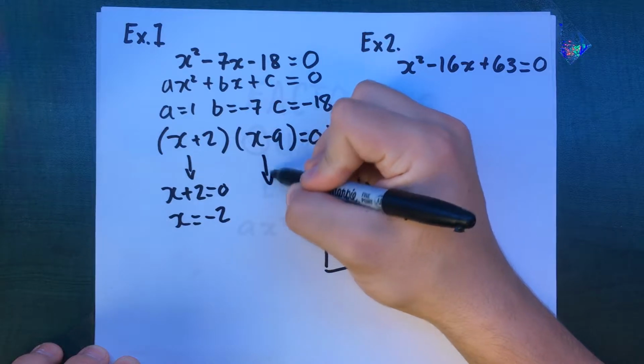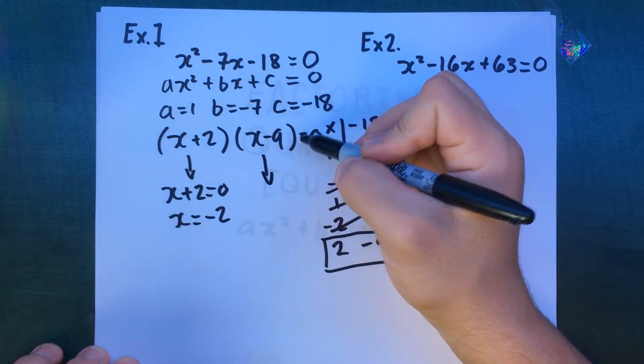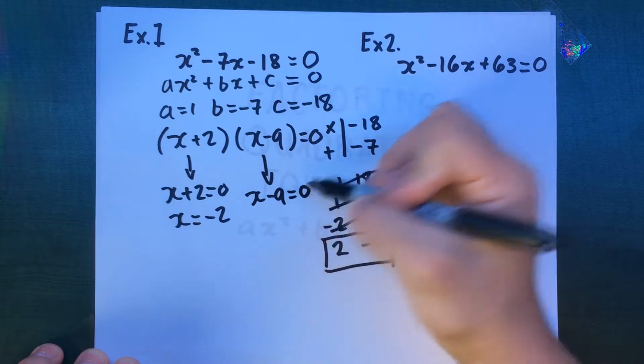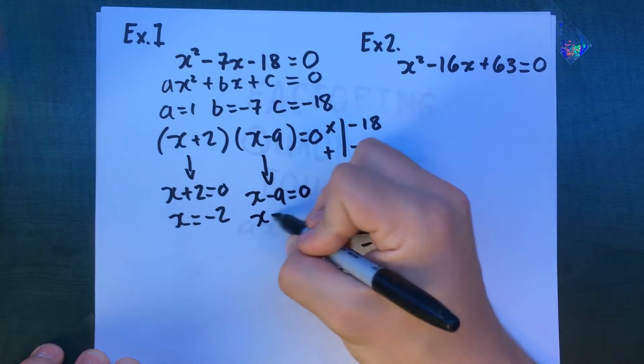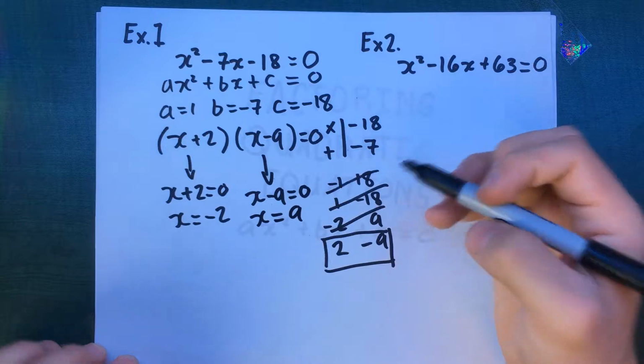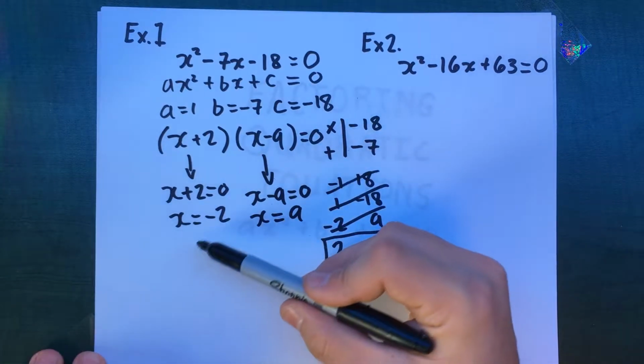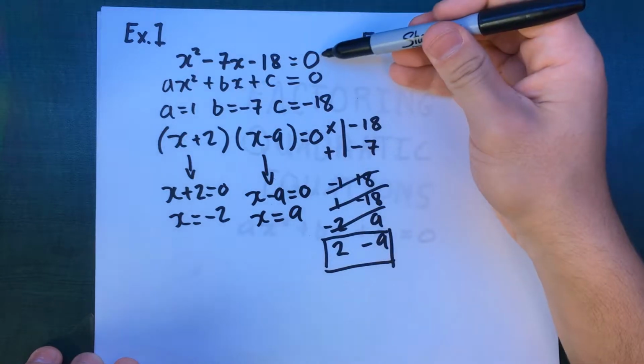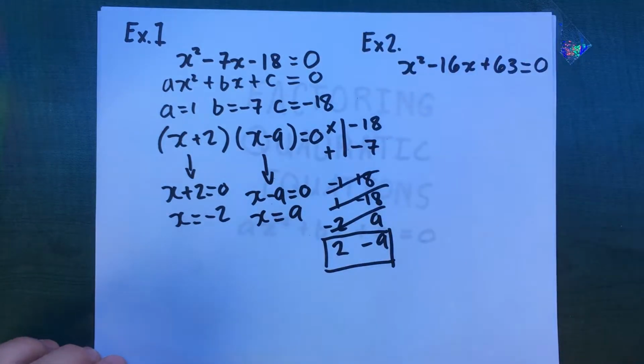We can do the same thing for our second bracket. X subtract 9 is equal to 0. So we know that x is equal to 9. So we know that the values of x of negative 2 and 9 will make this equation equal 0.